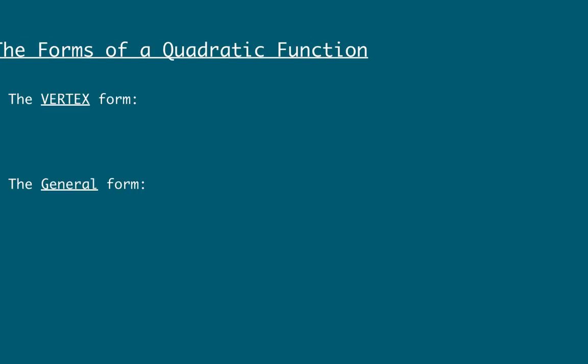The two forms that we're going to work with when dealing with parabolas are the vertex form and the general form. The general form we've already talked about, and that is f of x equals ax squared plus bx plus c, when a is not equal to 0. That is our standard general form.